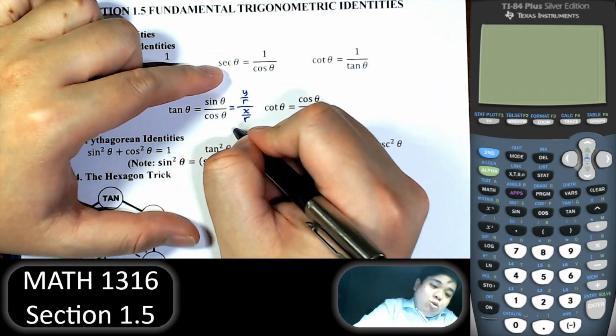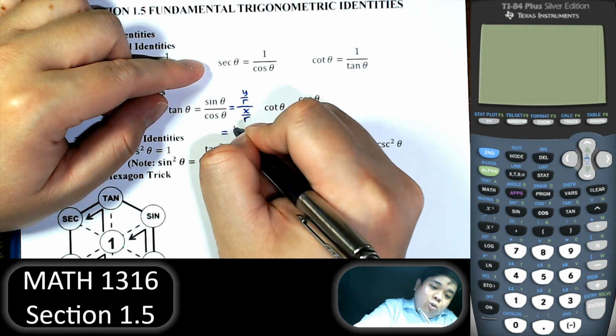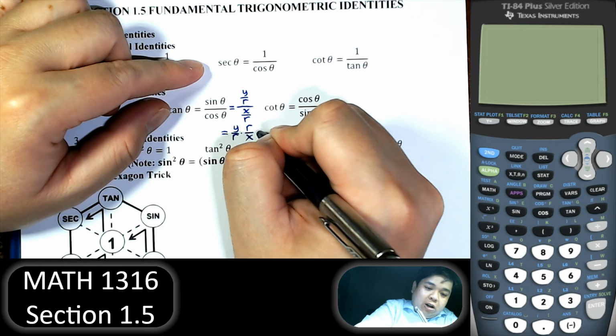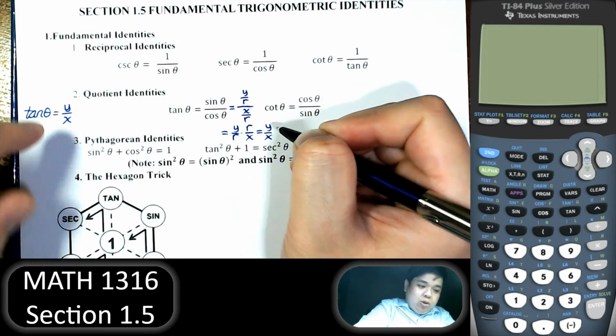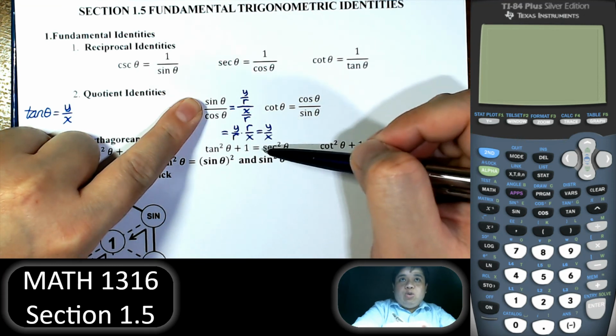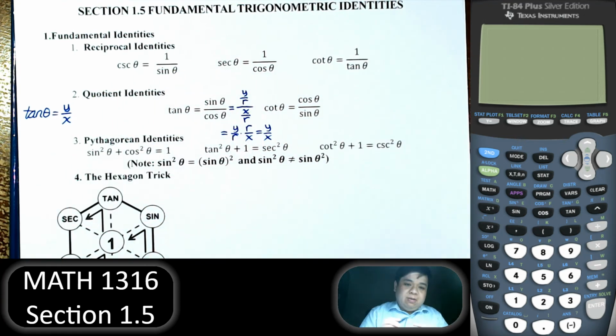Dividing a fraction is multiplying by the reciprocal, so this is equal to y over r times r over x. The r cancels out, and we have y over x. So tangent is y over x. Sine over cosine is also y over x, so that's why it works. I said there's a trick to memorize all of this.